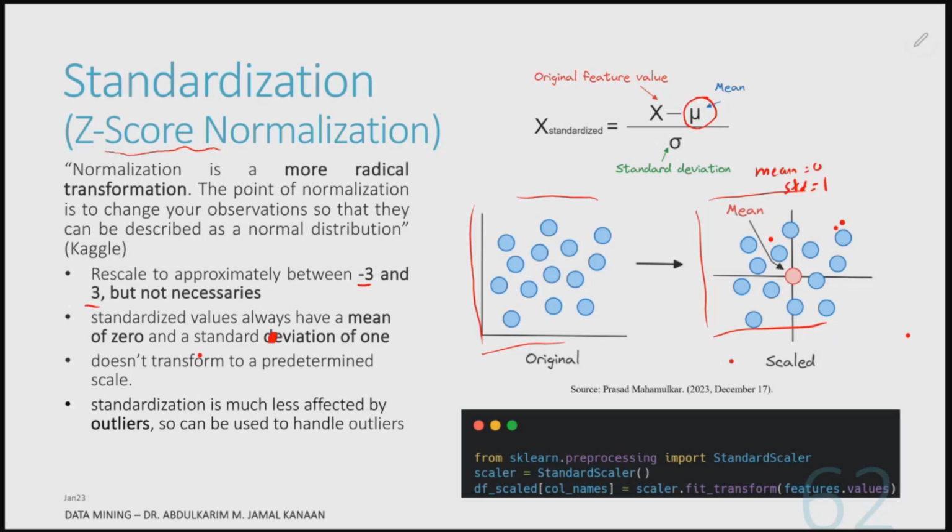Unlike min-max, where you can define the scale. Say, I want my scale to be 0 to 5. Typically, it's between 0 and 1, but you can define your own scale. Anyway, it's not so important, but just to know.